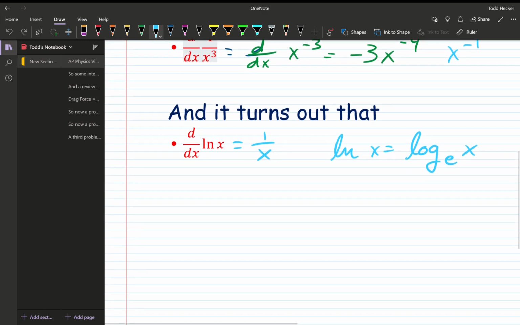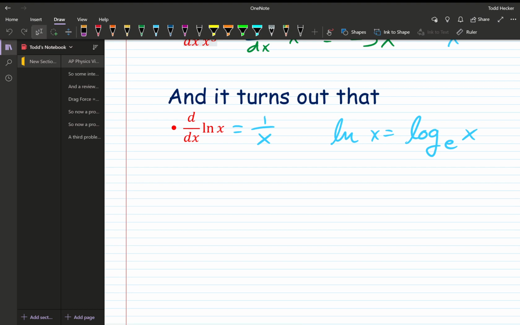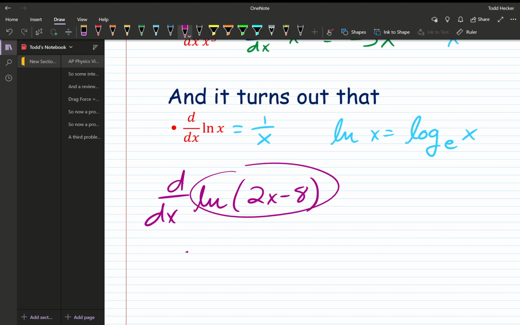Let's do one that's a little bit more complicated. What if I asked you to find the derivative with respect to x of the natural log of, whatever, 2x minus 8? Here we have to use the chain rule. I take the derivative of this thing, and it gives me 1 over 2x minus 8, but then I have to multiply that by the derivative of the thing inside the parentheses.